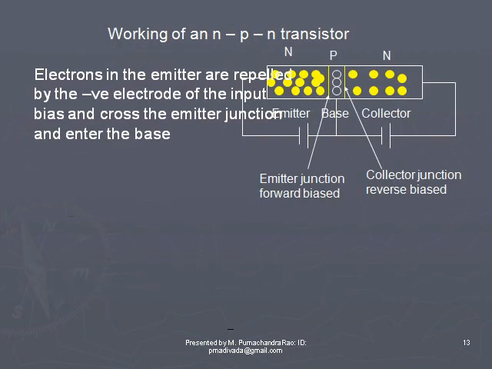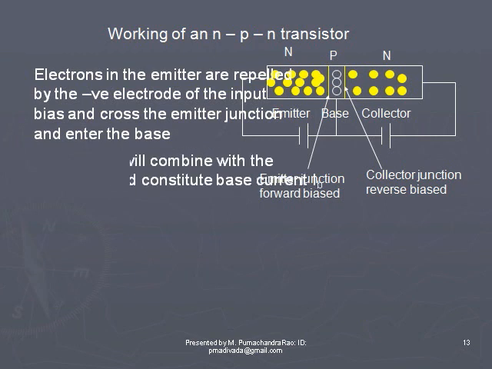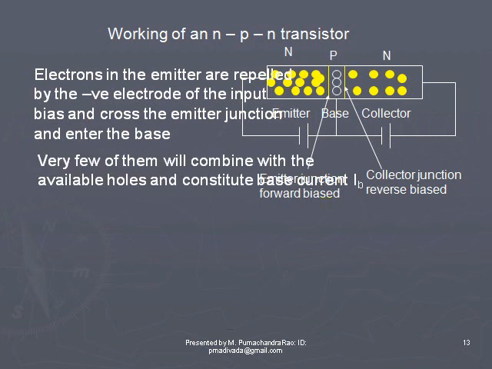Electrons in the emitter are repelled by the negative potential of the emitter bias, so electrons are repelled towards the emitter junction. They cross the emitter junction. A few of them will combine with the holes in the base, constituting the base current. Because of the combination of electrons and holes in the base, a current is constituted in the base, that is the base current.